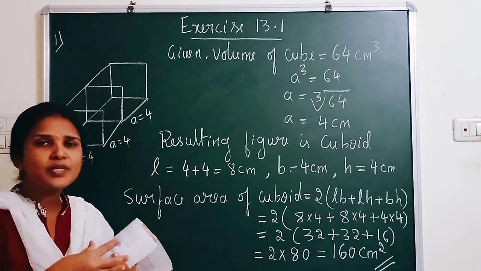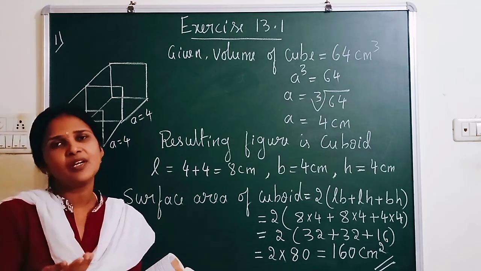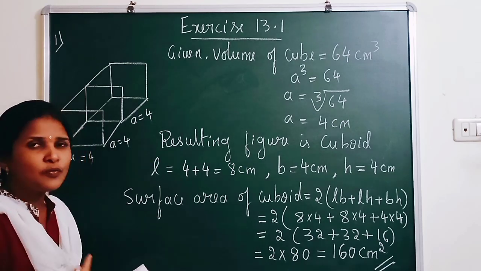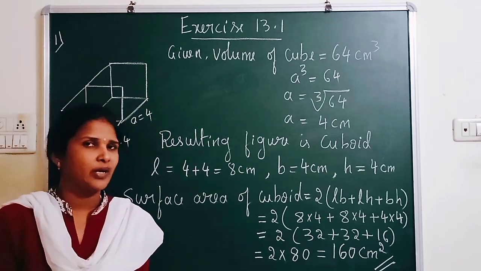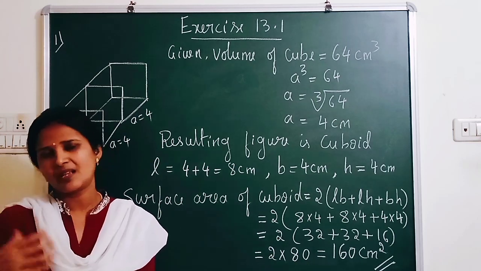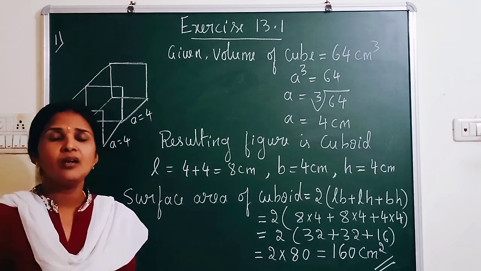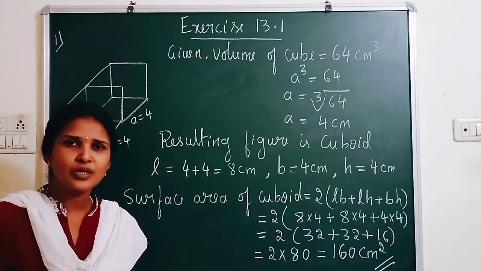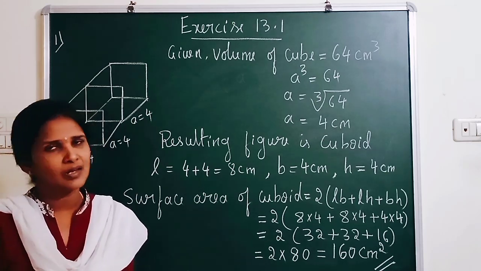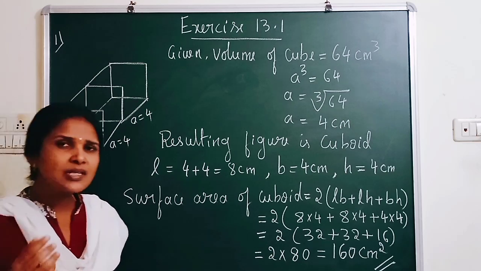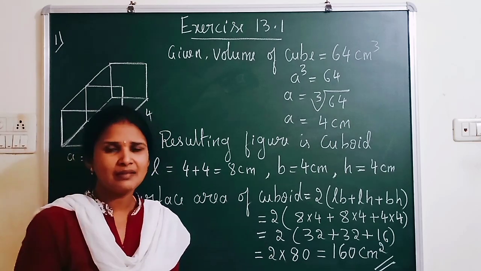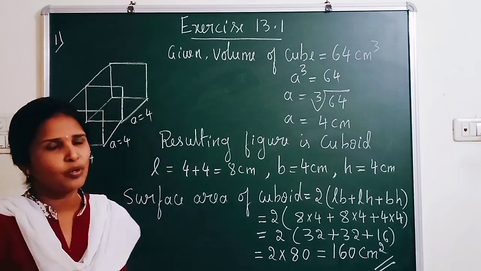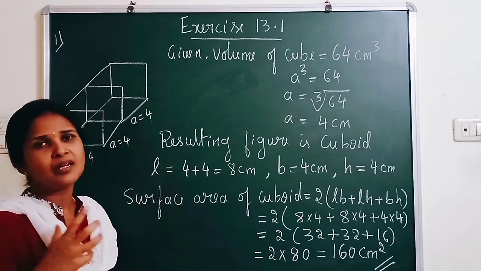So when two cubes are joined, the resulting figure will be a cuboid. So I need to find the surface area of the cuboid. He didn't mention whether it is lateral surface area or total surface area. So when he says find the surface area, it is understood to be total surface area. Now for the total surface area of a cuboid, we need length, breadth and height of the cuboid. We don't know the length, breadth and height here.